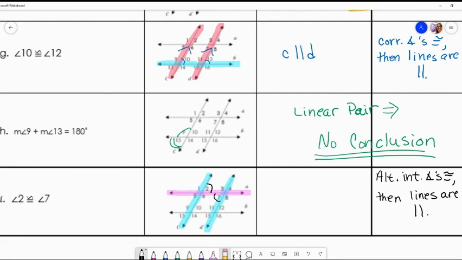Which lines are parallel? Let's see. It looks like line C is parallel to line D. Okay, remember we can name lines with a single lowercase cursive letter.